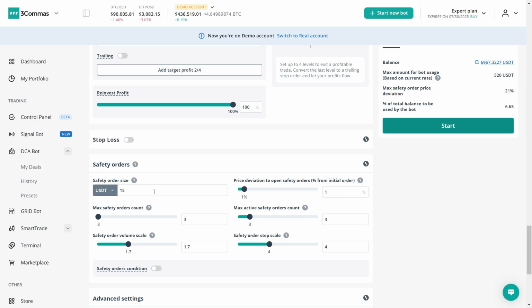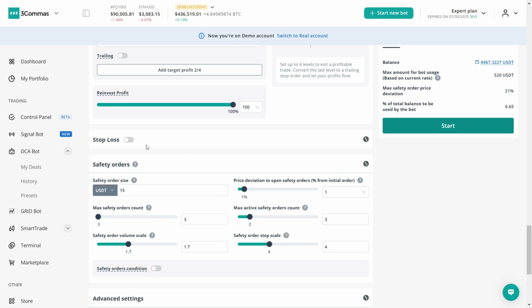So using stop loss with DCA means you are about to lose much more money if your trade reaches the stop loss. So you should decide: either you invest more with safety orders or DCA, or you use a stop loss. It's not a good idea to combine both.